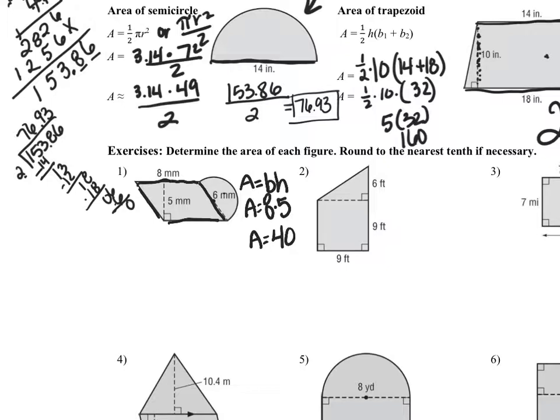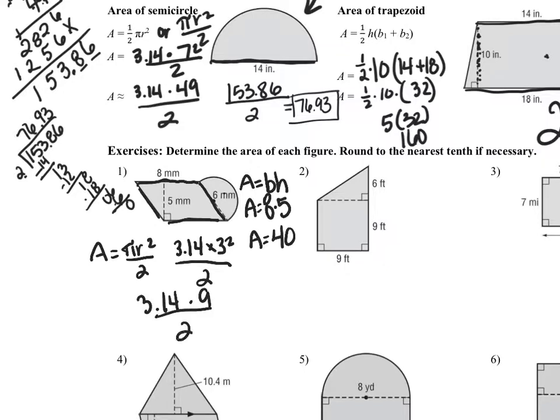So my semicircle is going to be pi r squared divided by 2, or 1/2. So my pi is 3.14. My radius, if my diameter is 6, what's my radius? 3. Divided by 2. So what's 3 squared? 9. So 3.14 times 9 divided by 2.